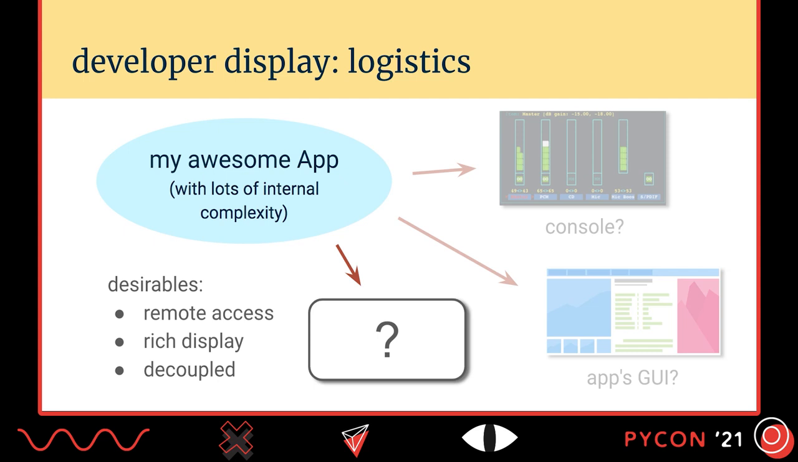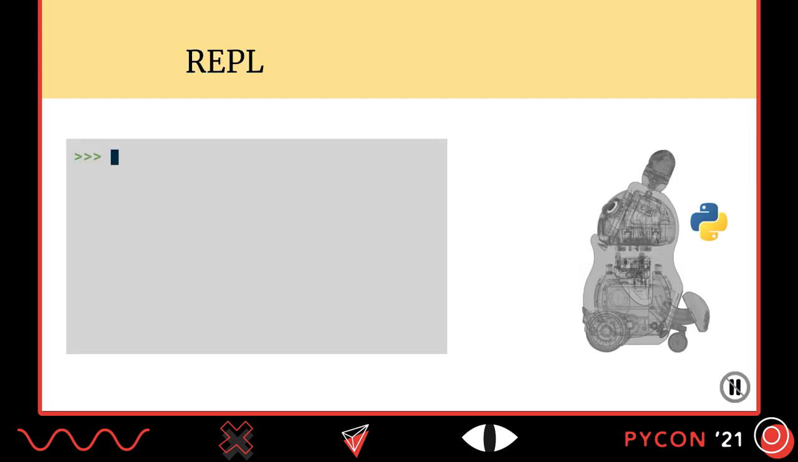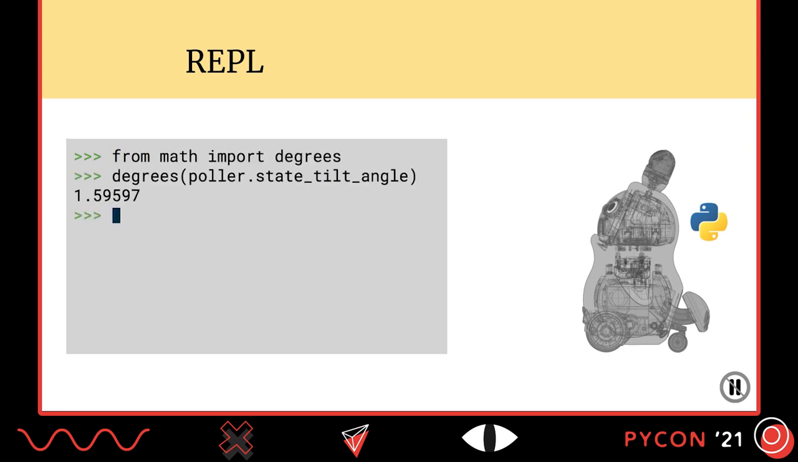So let's explore some avenues in detail. So we have a read eval print loop, which everyone is familiar with. And this is nice. Let's say I've got my robot and I want to check the IMU sensor to get a reading on the tilt of the robot. So that works nicely. And I could use the REPL not only to inspect state, but also to modify the program. So here I'm changing the mode of the eyelid blinking.